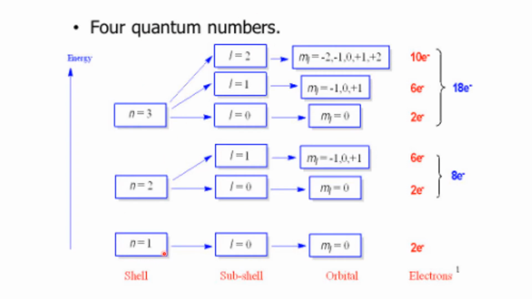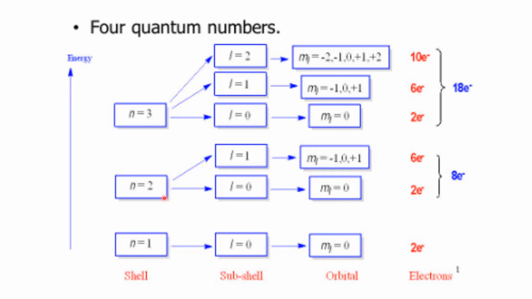The principal quantum number n tells about the shell. The azimuthal quantum number tells about the subshell. The magnetic quantum number tells about the orbital, and the spin quantum number tells about the spin. So if n is 1, the l value would be 0, because l can only go from 0 to n minus 1. And ml would also be 0, because ml goes from minus l to plus l.